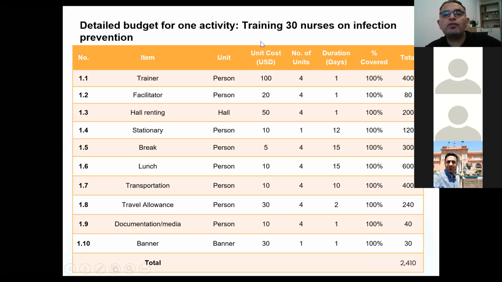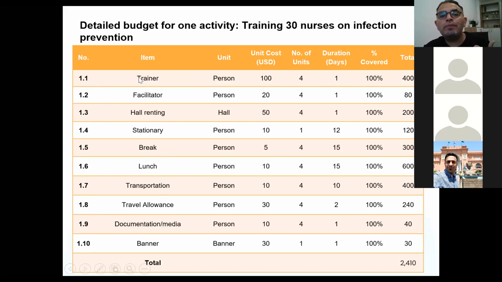Okay, so let's say that we have a training of 30 nurses on infection prevention. Let's say that we have this activity, training of 30 nurses on infection prevention. Then I still remember since like 2008 when I started to write proposals, usually when there is a detailed activity or detailed budget for any activity, I keep in mind that I need to make sure that I go through 10 different sub-items. For example, 1.1, 1.2, 1.3, 1.4. So we have 10 different things. So let's go through them.